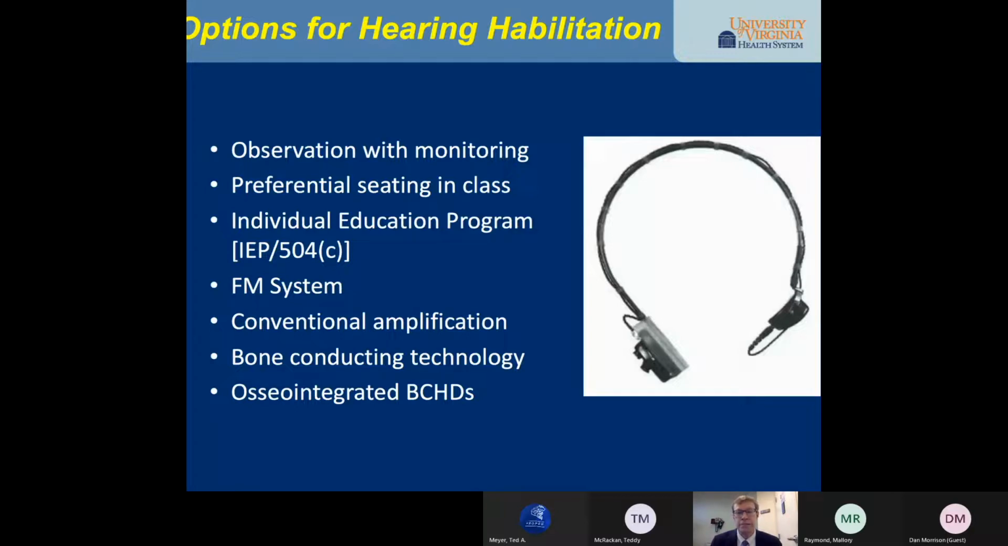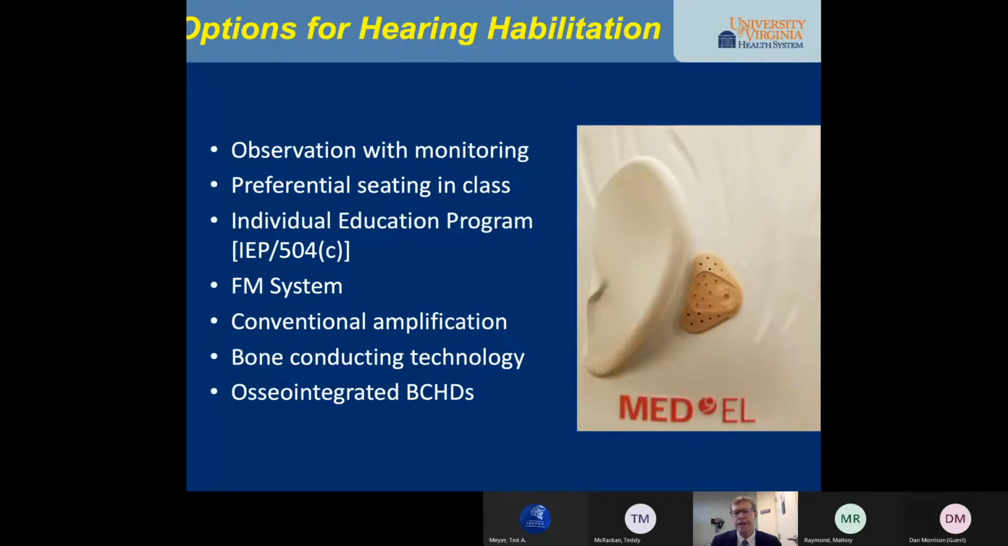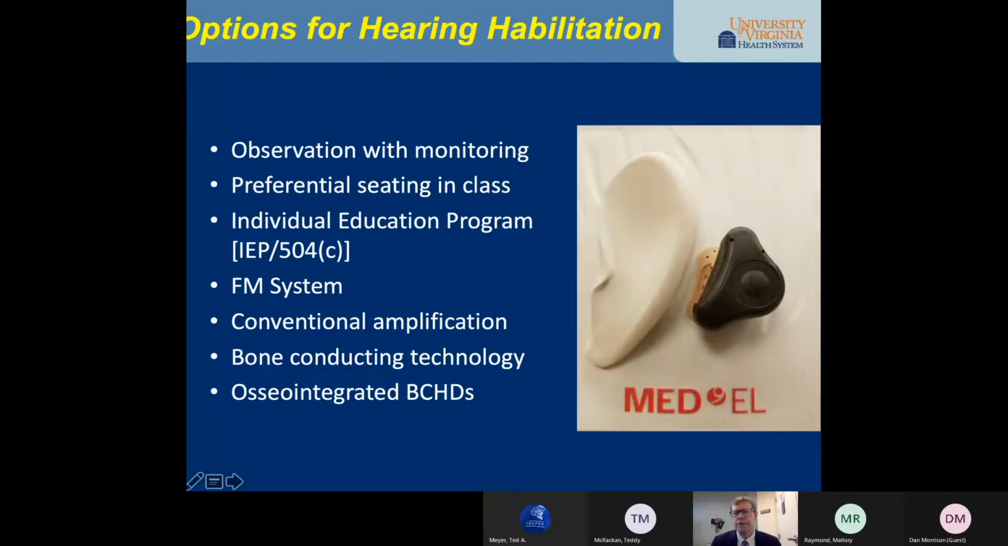An FM system, conventional amplification, bone conducting technology, which comes in all different shapes and sizes, like a hard band that you see here. There's a soft band. Medel has come up with the Adhear, which is an adhesive, just a piece of medical tape that sits behind the ear, and you snap on the bone conducting oscillator when you put on the device. And then, of course, there are the osseointegrated bone conducting hearing devices.